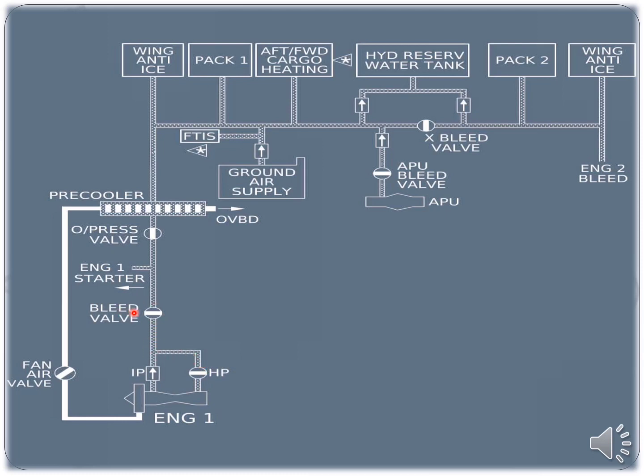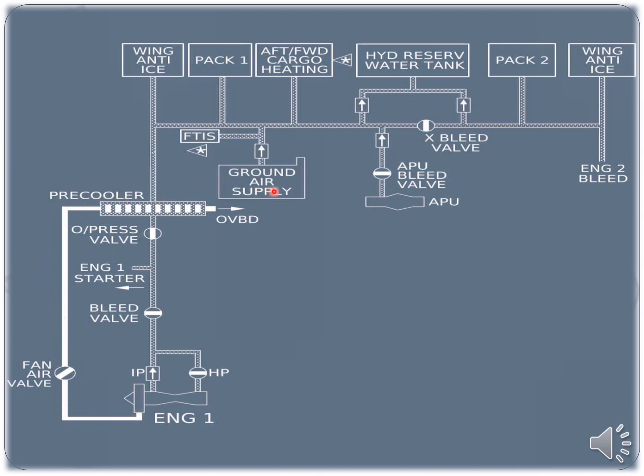This is the bleed valve. I will explain it in other slides. And the engine 1 starter, overpressure valve. Next is the pre-cooler. The pre-cooler output air temperature is normally approximately 200 degrees centigrade. When at high RPM, the air coming from the engine is approximately 300 to 400 degrees centigrade. This air we cannot directly supply to the other systems. It may cause a fire or overheating. So we need to reduce the temperature using the fan air from the engine.